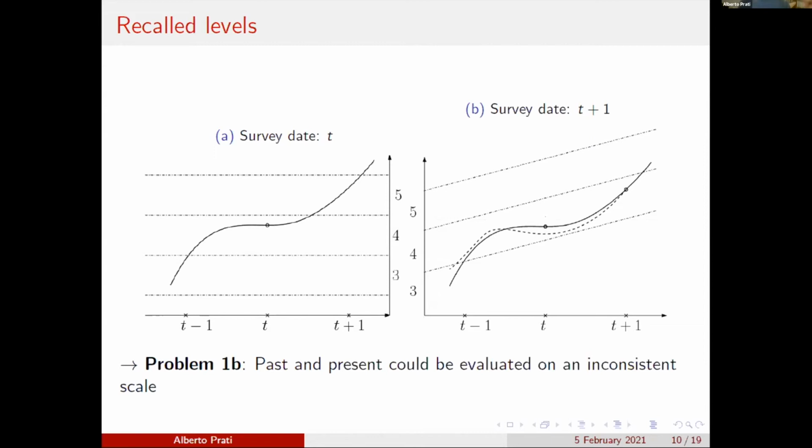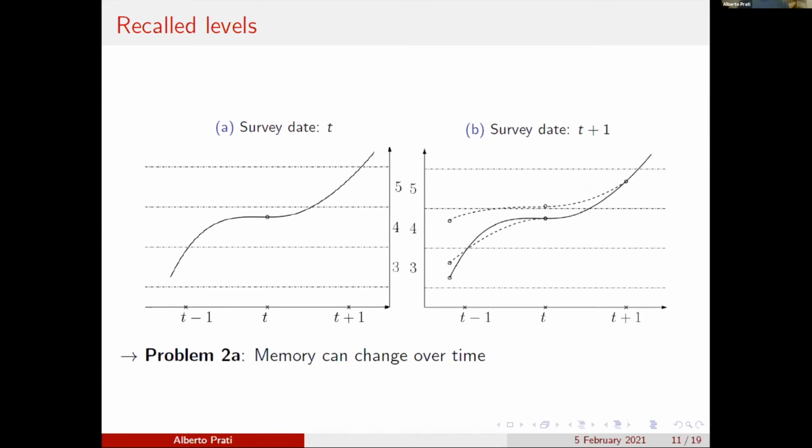There are also problems of dynamic inconsistency, in the sense that if a person had this level of satisfaction, whatever it means, at period t-1, this person could recall it a bit differently the period after, and in another different way the period after again.